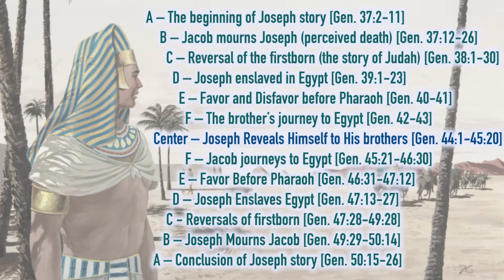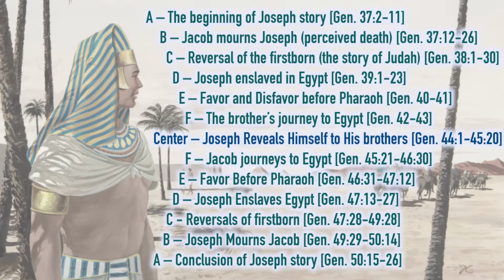Then letter F, we start to reverse the story again. Letter F, Jacob journeys to Egypt in chapter 45 through chapter 46, verse 30. Letter E, there's favor before Pharaoh in Genesis 46, 31 through 47, 12. Got to remember that the verses of the Bible are not inspired, like the numbers of the verses are not inspired. So people put them where they thought they'd go best, but we probably could redo them if we were going to follow the story better.